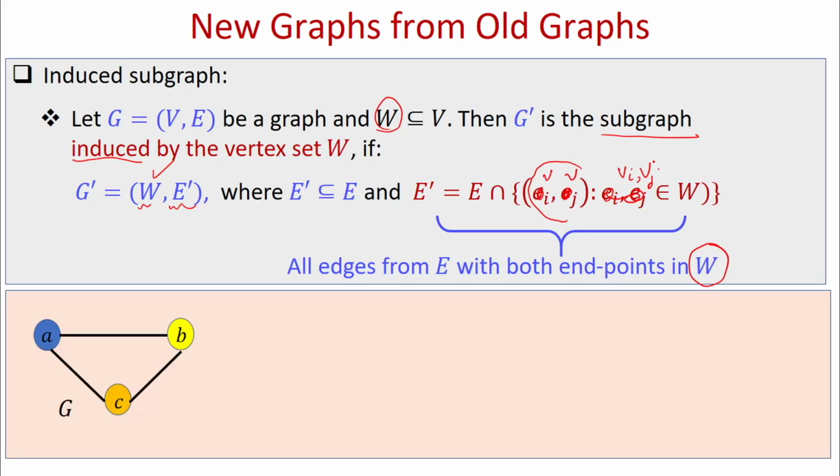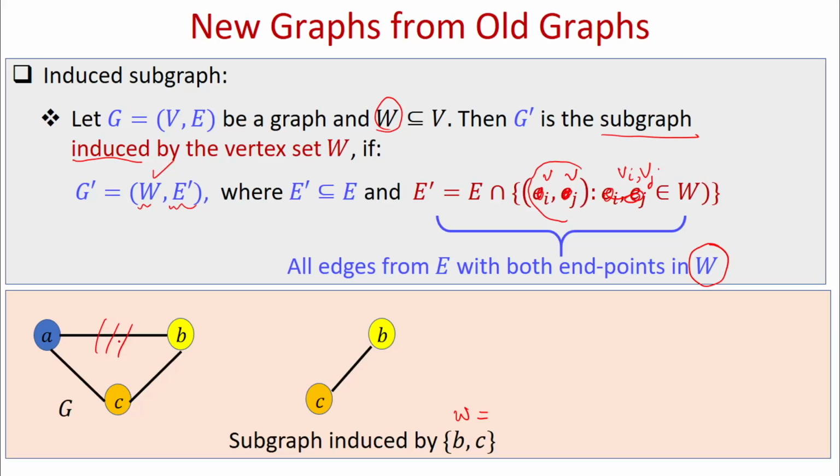Okay. So for instance, if this is my graph G, and if I take my W to be the subset B comma C, then I am focusing only on that part of the graph G where the edges have their endpoints restricted within the subset W. So that means I can't take this edge. This edge is not allowed because one of the endpoints is A, and that A is not within my subset W. Similarly, I cannot take the edge between A and C because one of the endpoints of this edge is the node A, which is not there in my W.